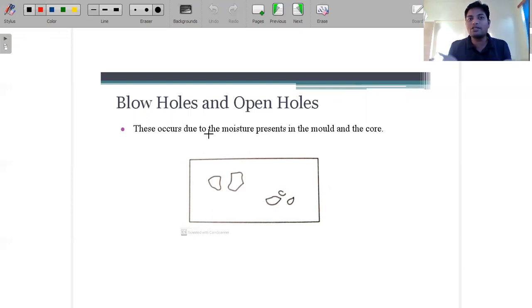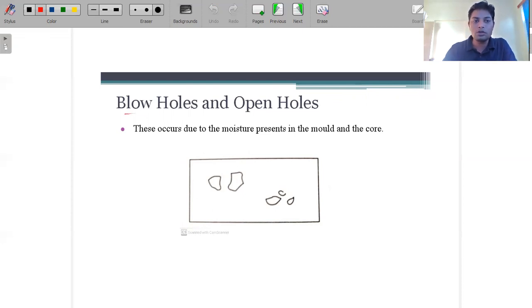But as this moisture goes, there is a possibility that the water content will be vaporized and become steam. If this becomes steam, there is a formation of bubbles. If these bubbles are formed over the surface of the casting, then we call them open holes. And if these bubbles are formed inside the casting, then we call them blowholes.